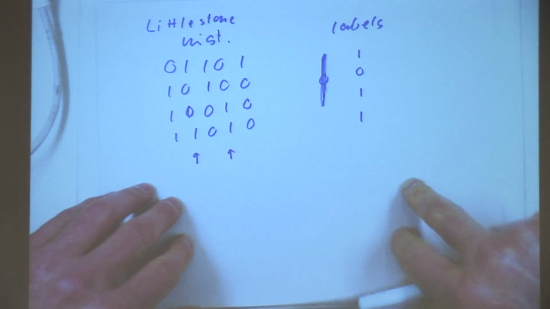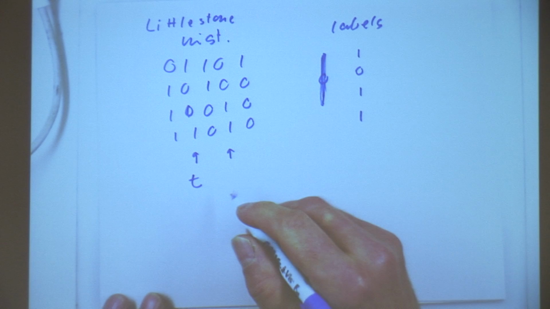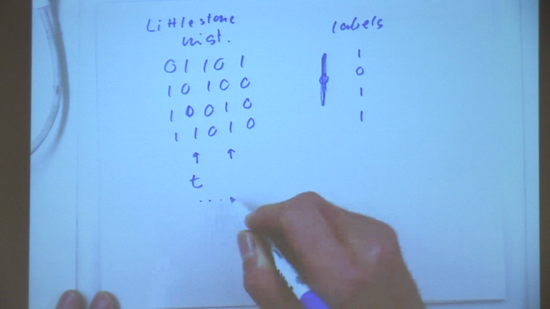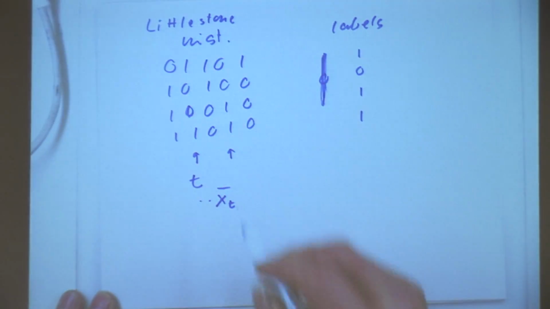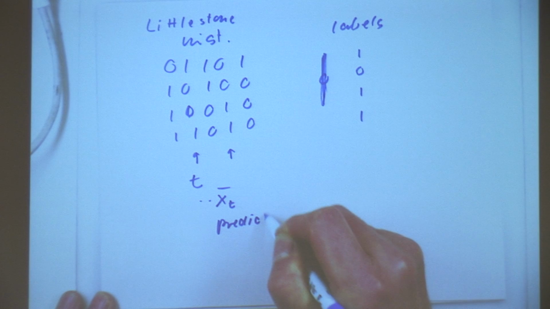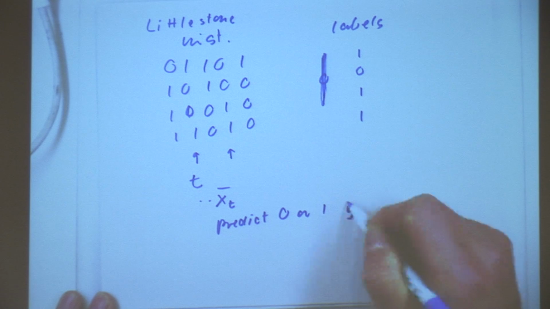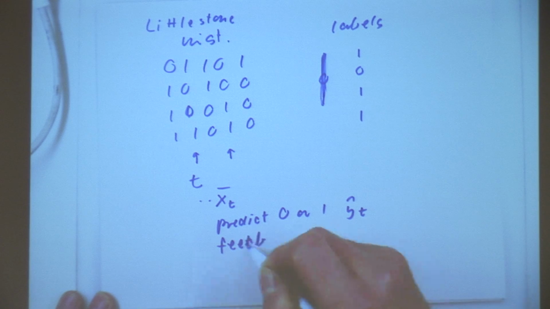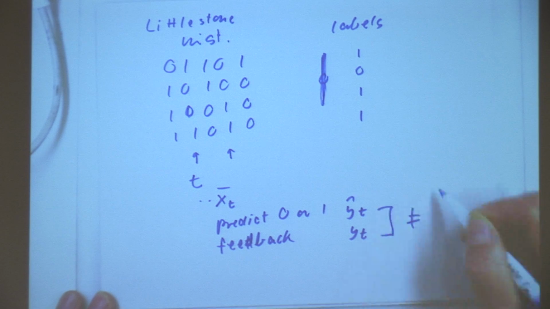Okay, so now you do the following online game. The online game is you have a trial T. You get a trial T. Now, you go ahead and you get an instance, xt, which is this vector here. You have to predict 0 or 1. And then you get, let's call this one y hat t. And then you get feedback, yt. And then you're punished if they are not equal, you call it a mistake.